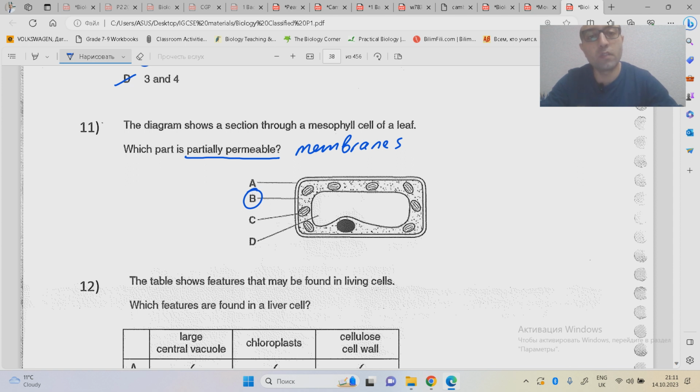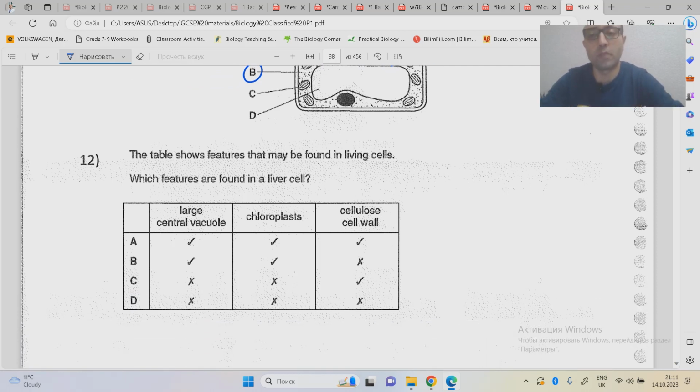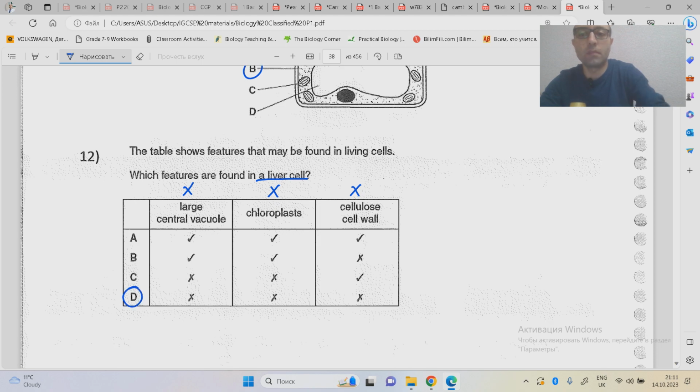But I will give you one piece of information, guys. You must know that the vacuole membrane is also partially permeable. So generally, all membranes in biology are partially permeable. But we are learning that the cell wall is fully permeable. Which features are found in a liver cell? A liver cell is a typical animal cell. So there's no large vacuole, no chloroplast, and no cellulose cell wall. The answer here is D.